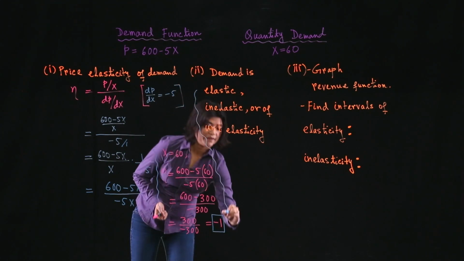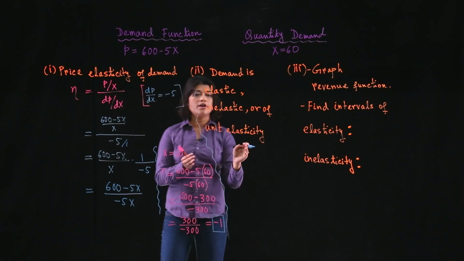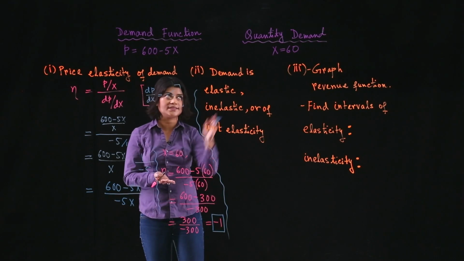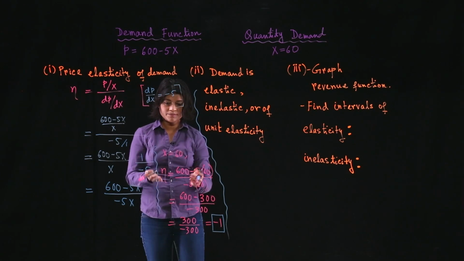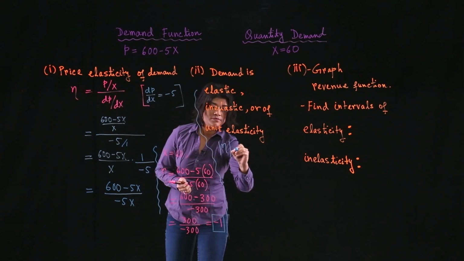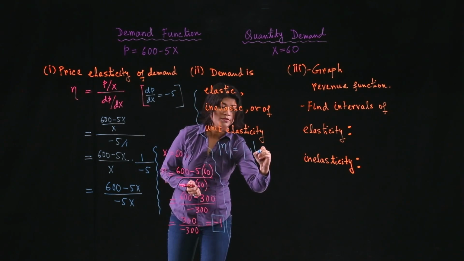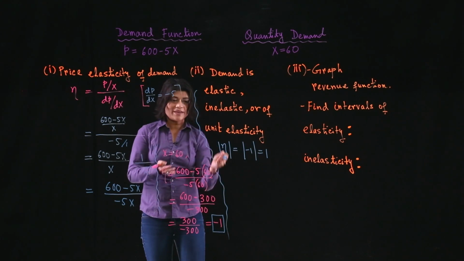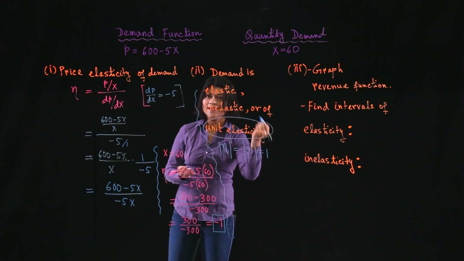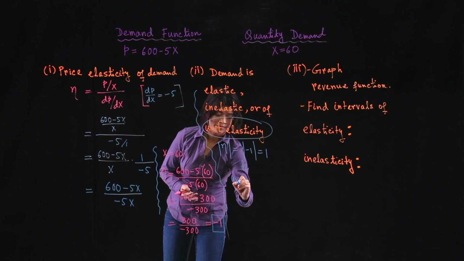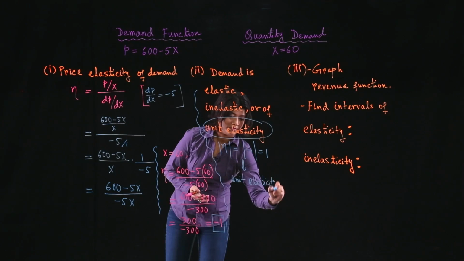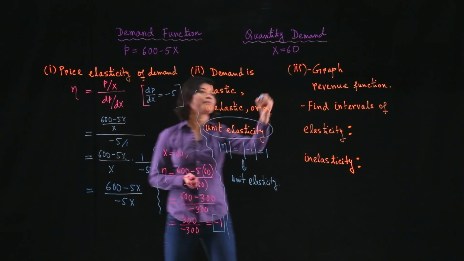All right, so using that fact, let's go to the next part. We have to figure out if this demand is elastic, inelastic, or of unit elasticity at x equals 60. Well, look at eta. Take the absolute value. That's the absolute value of negative 1, which is 1. So we know if the absolute value of eta is 1, that means it's unit elasticity. Okay, so that's our answer here.